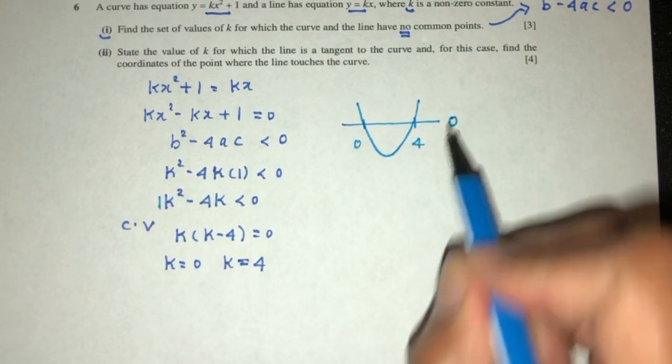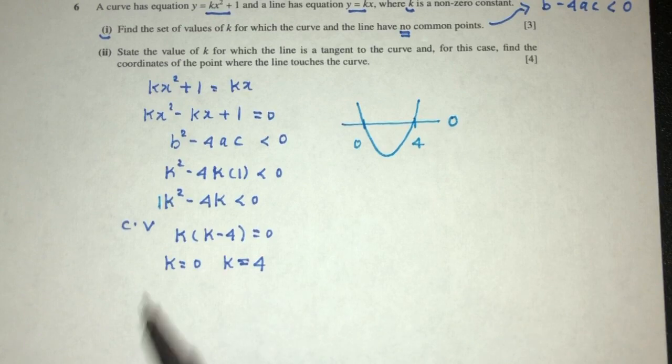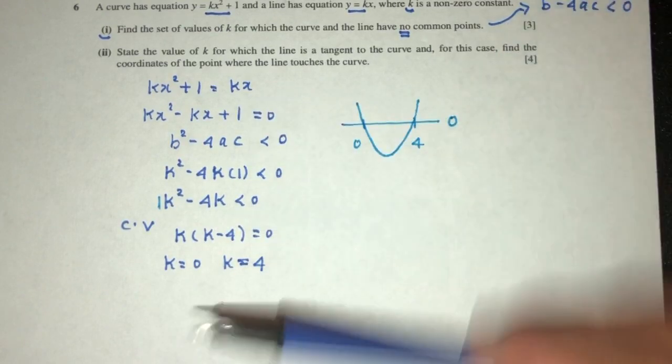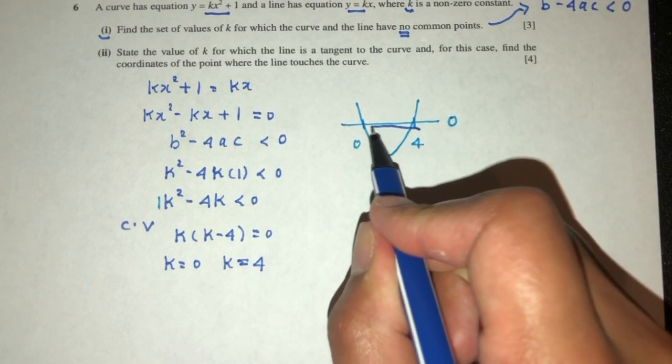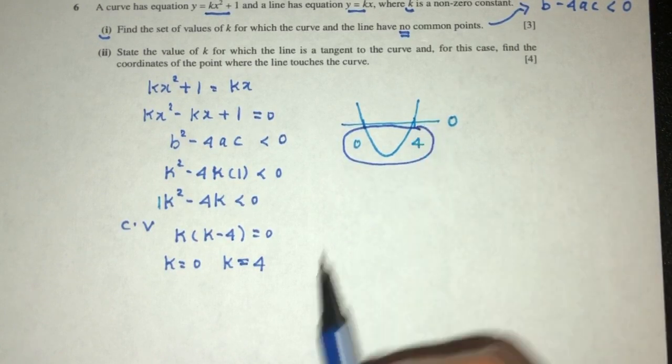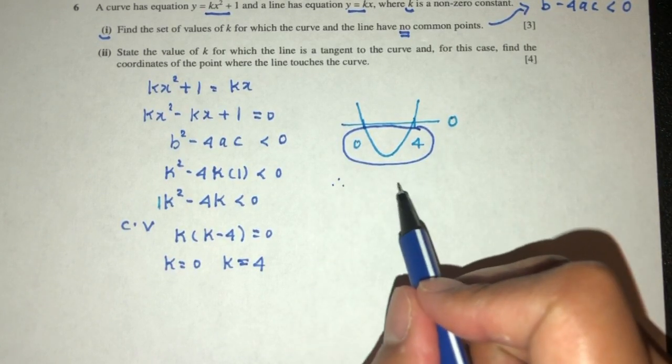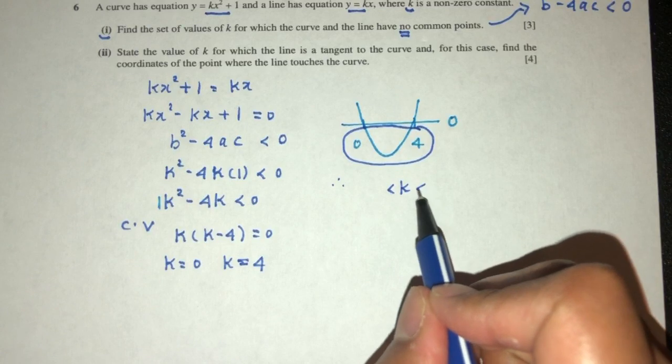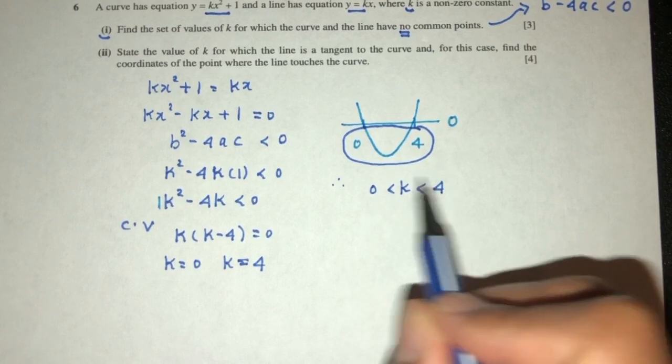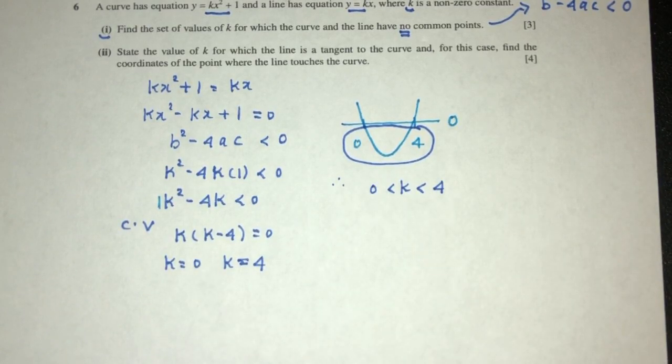That will be 0. Now as you can see, we want it below the line, should be less than 0. Should be here, right? So let's find out. So k has to be between the values of 0 and 4 for that to be possible. That is part 1 of your question.